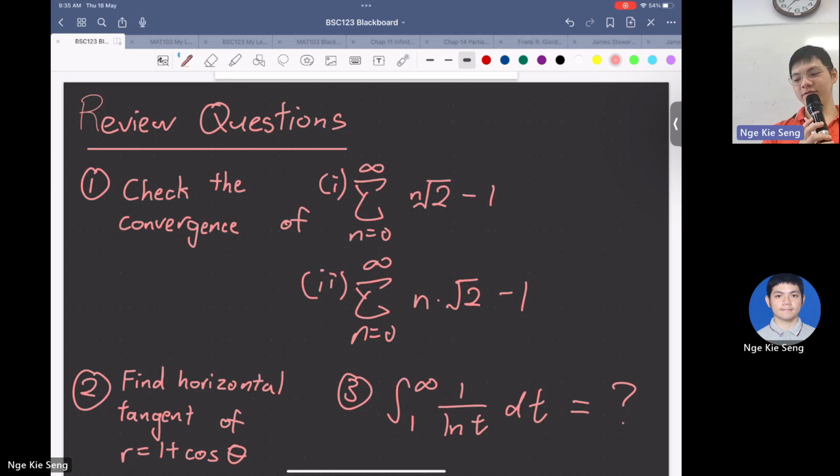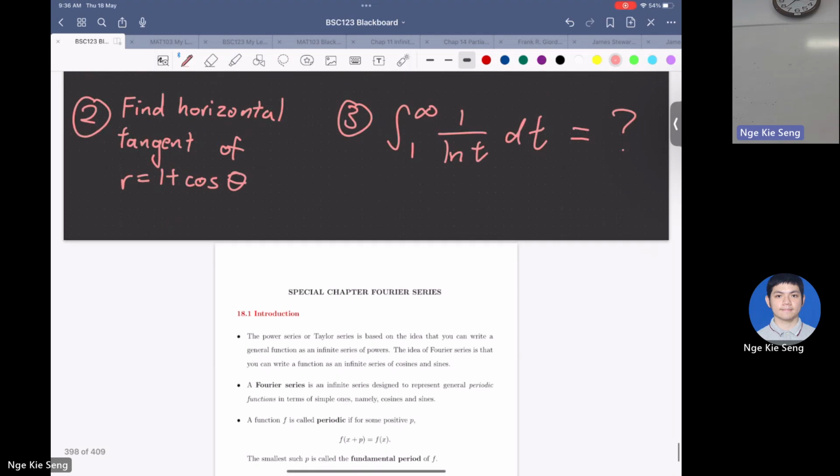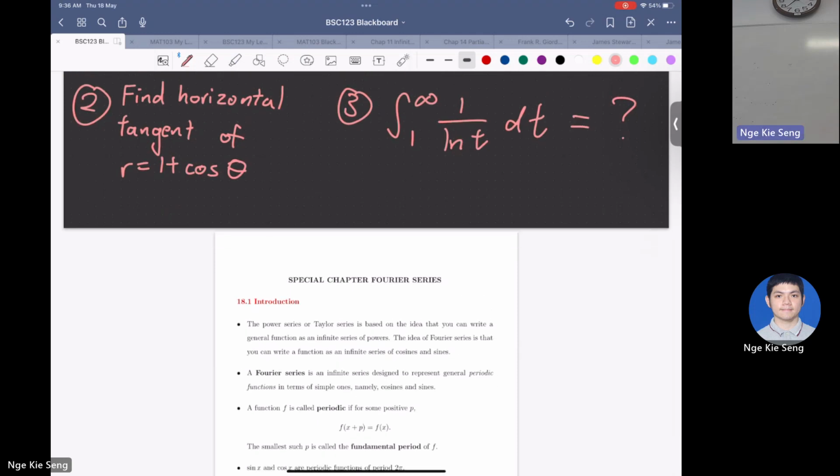Hey, can I have some volunteer to do this question? Let me become a student. Which one? First one. What's harmonic test? Okay, I want someone to do question 2 first. We leave the hardest one to the last. So let's do question 2 first.